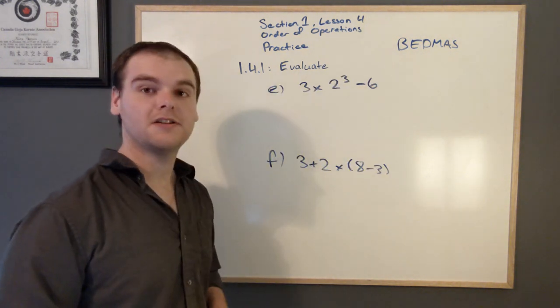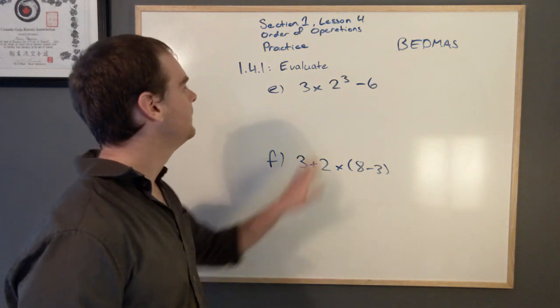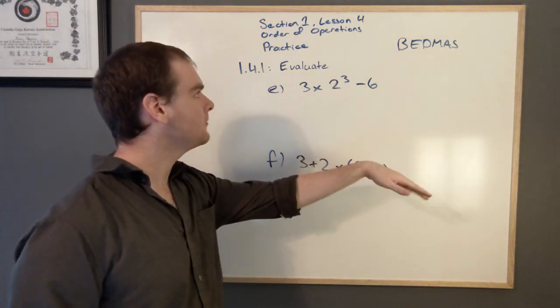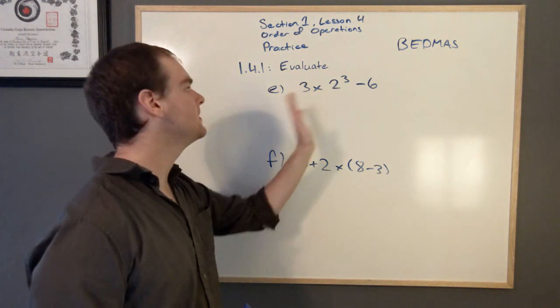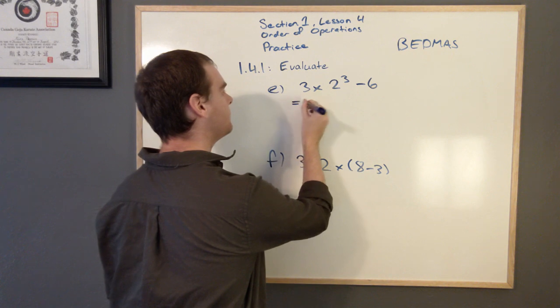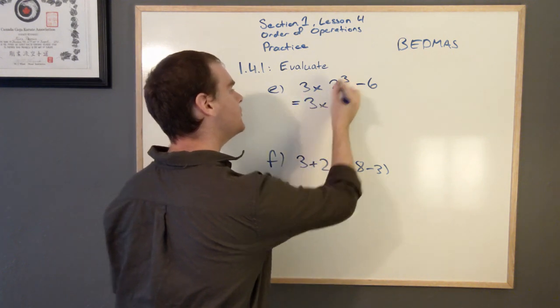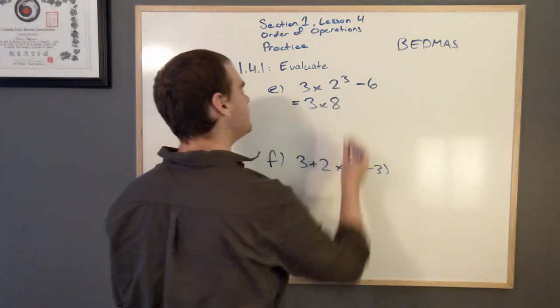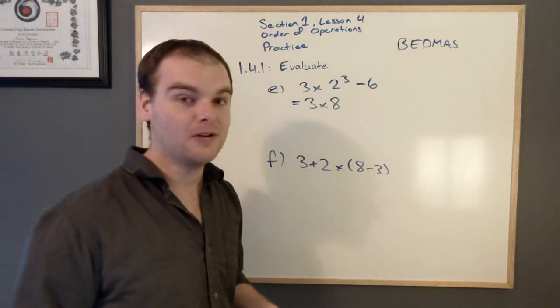All right, on to the next couple problems. Here we have an exponent now. So we go left to right, we see no brackets. We go left to right, we see an exponent. So we're going to evaluate that exponent. 2 to the power of 3 is 8. And I want to take a note here.